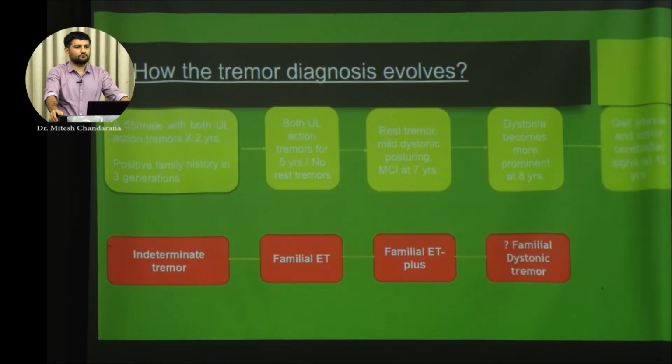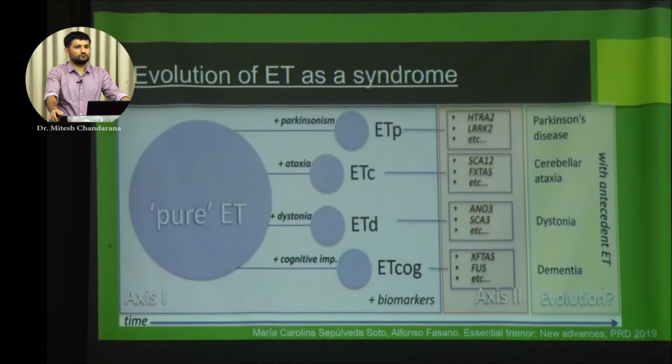And at 10 years, he becomes ataxic as well as other cerebral signs. And now that comes into action: because of positive family history in 3 generations, SCA12. So this tremor can evolve like this, and the diagnosis gets changed. So we can see that pure ET can evolve into various other associated signs like parkinsonism, ataxia, dystonia, cognitive impairment. Accordingly, various syndromes can be put, and there are evolving genetic syndromes which can be put in patients who were initially diagnosed with pure ET.